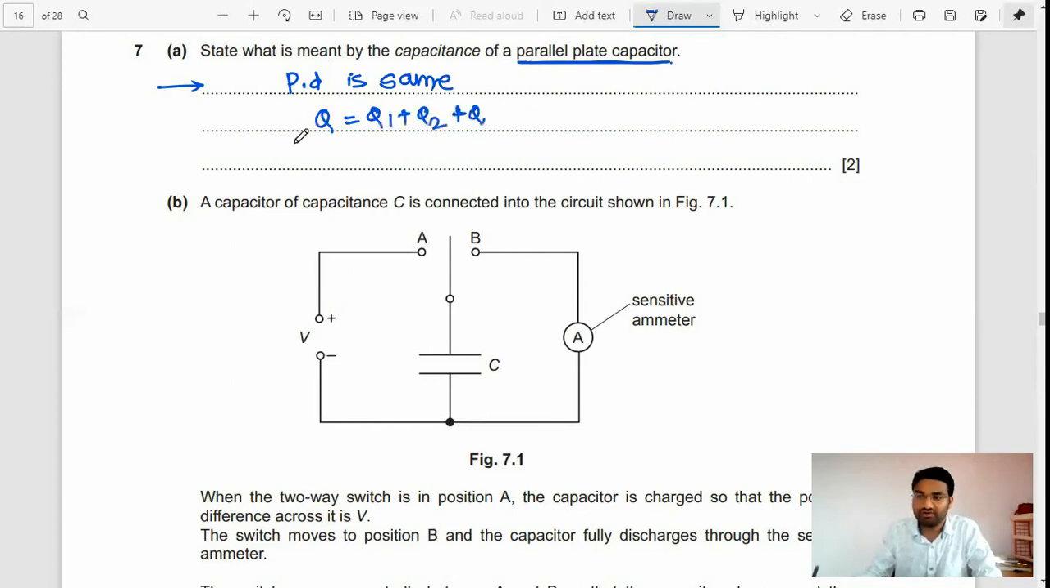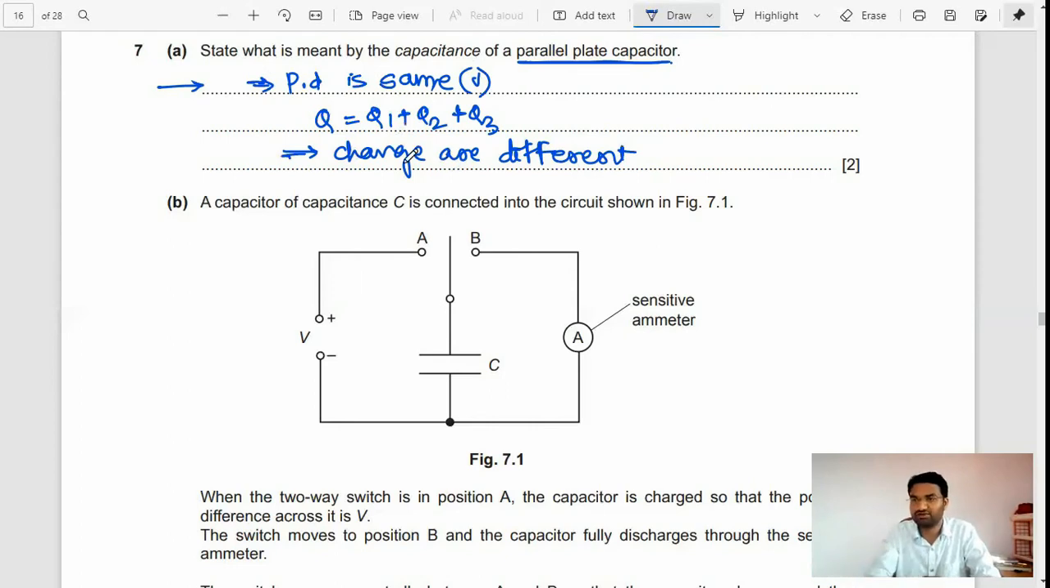So what does it mean is that charges are different, right? So you can just add here a potential difference, same across the circuit. V is the same across the whole capacitors, and charges are different across the different capacitors. So these are the 2 points. You will get the 2 marks.